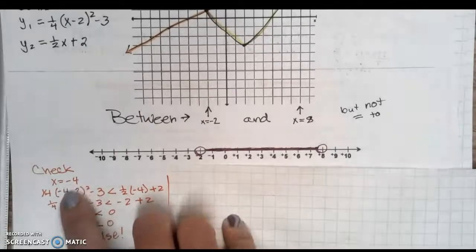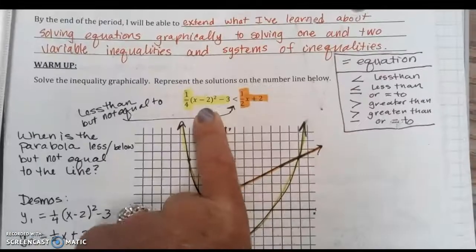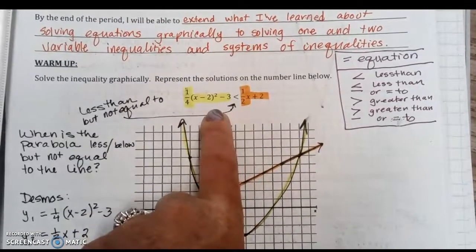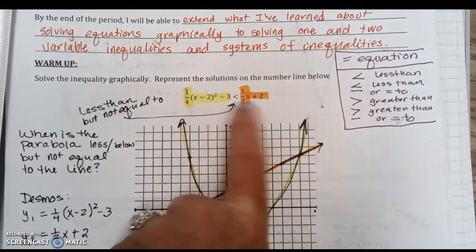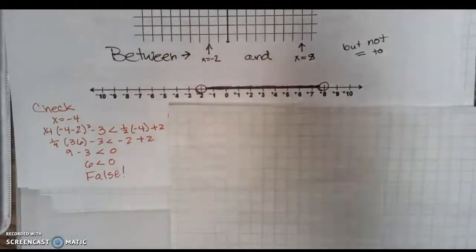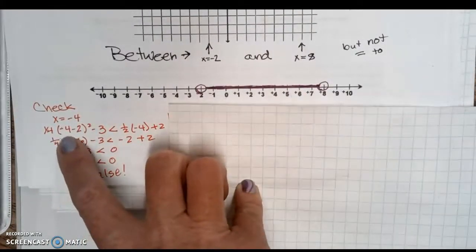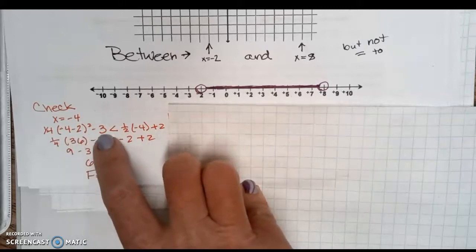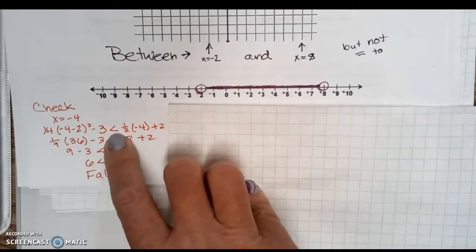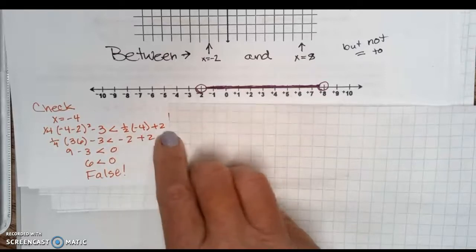All right, so we're going to plug in -4 into the full inequality that's back up here. So we're going to plug it in for x right there, and plug it in for x right there. And we're going to see if it's true or false. All right, so 1/4 (-4 minus 2) squared minus 3. Is it less than 1/2 (-4) plus 2?